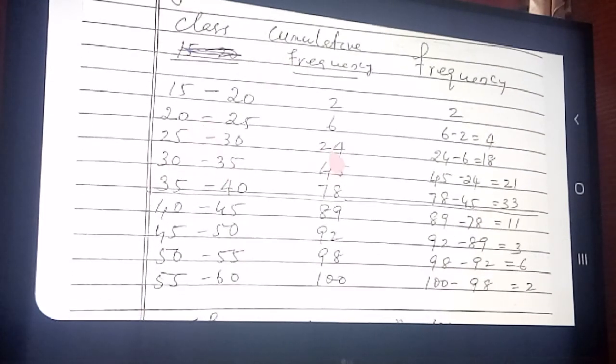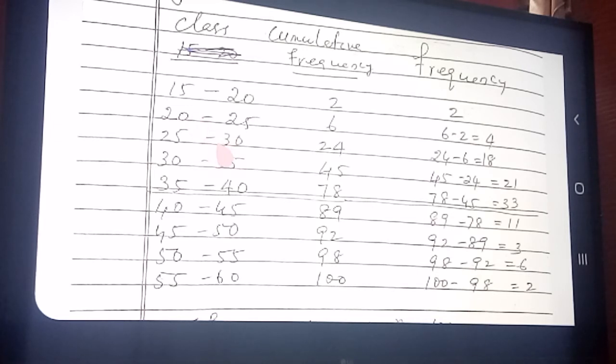Below 20, how much coming? 2. So 15 to 20, how much will come? 2 only. And below 25, how much total came? 6. Therefore 20 to 25, how much? Below 25, 6 is coming, the meaning is that the frequencies of these two classes together came to 6. Therefore 20 to 25 will be this 6 minus 2 frequencies, subtracted. In this way, continuously subtracting and writing, you will get all the class frequencies.